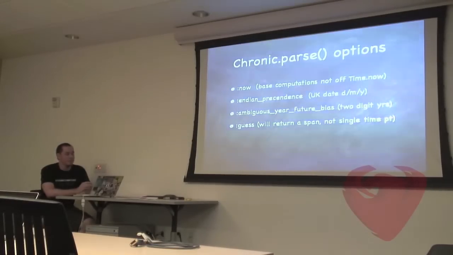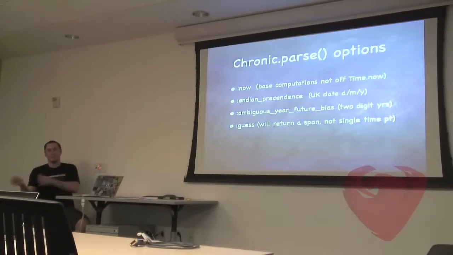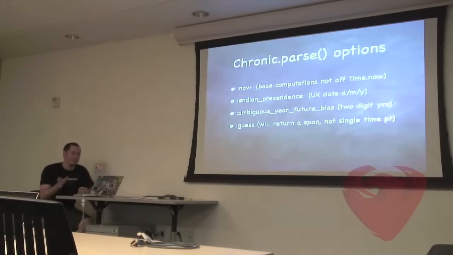Then there's ambiguous year future bias. Basically, if you give it a month and a day without a year, there's a scope of 50 years in the future and 50 years in the past that it'll look in. If you need to go further than that, you need to use this option. The exact use case I can't remember off the top of my head, but just know that if you need to go pretty far in the future, it won't figure it out unless you let it know that it needs to go that far.